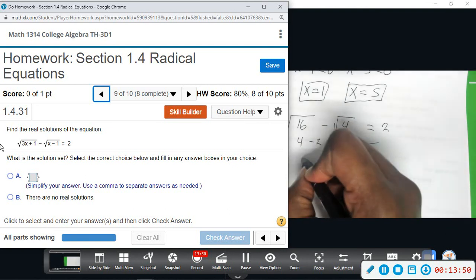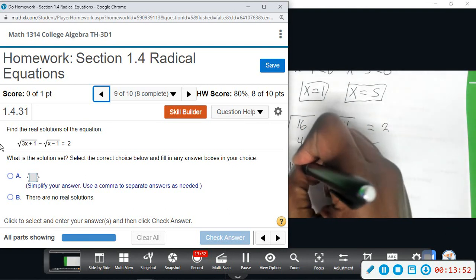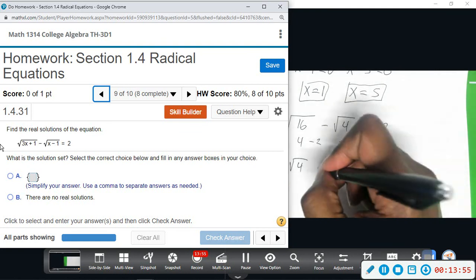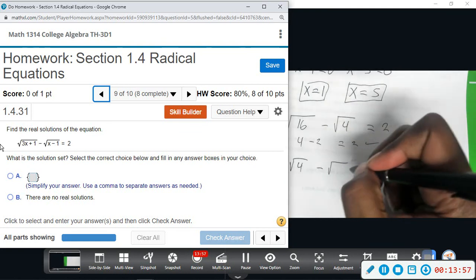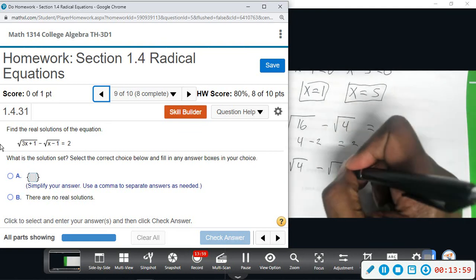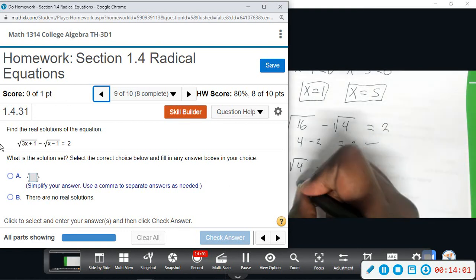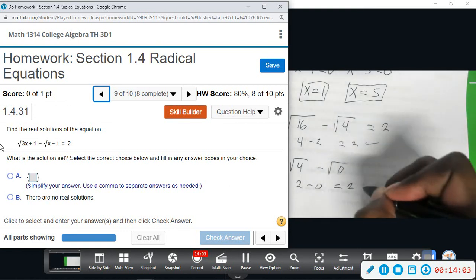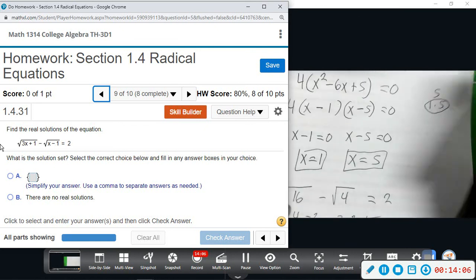And then plug in the 1. So 3 times 1 is 3 plus 1 is 4. So we have the square root of 4. And then over here minus the square root of 1 minus 1, which will be 0. So this gives us 2 minus 0, which does in fact equal 2. So they both work in this case.